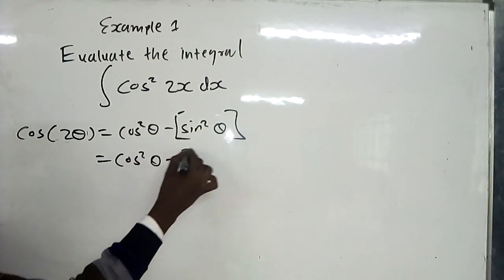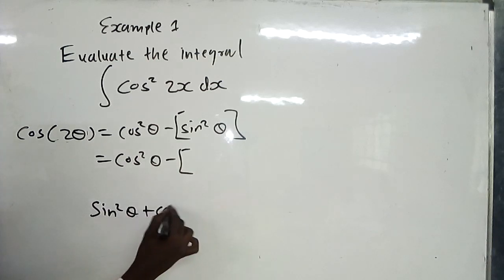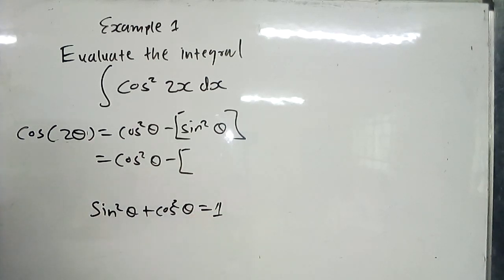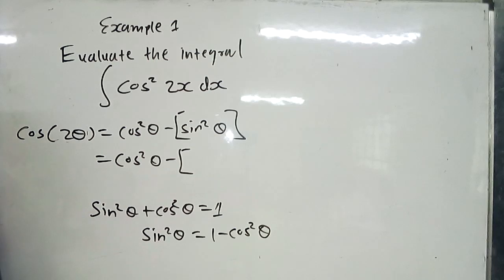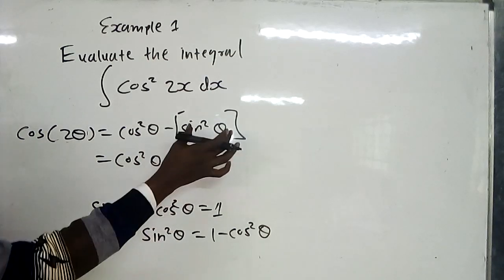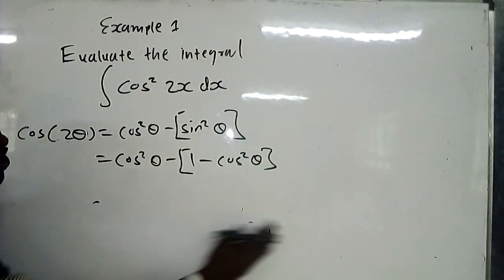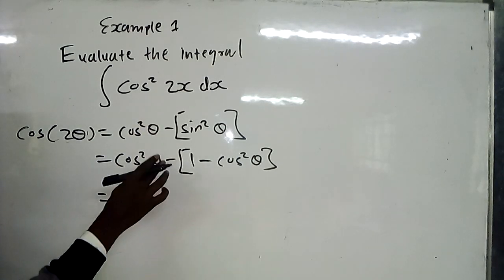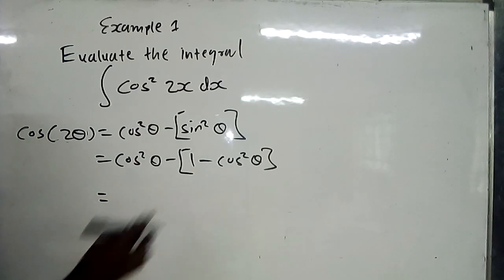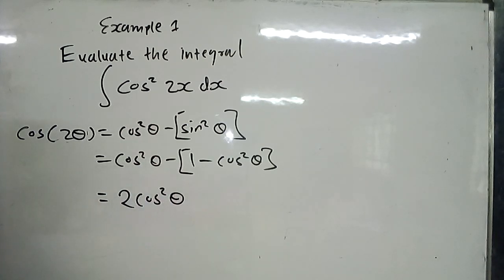From the Pythagorean identity, sin square theta plus cos square theta is equal to 1, isn't it? So it means sin square theta is 1 minus cos square theta. So where you have sin square theta, you put 1 minus cos square theta from the Pythagorean identity. Then you open this bracket: cos square theta, minus times minus is plus, so there you get 2 cos square theta minus 1, isn't it?